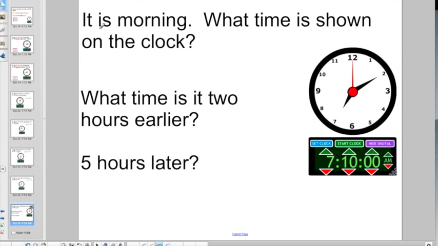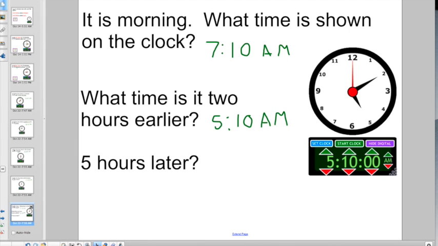Take a look at this guy. It's morning. What time's shown on the clock? Well, the hour is 7, right? 7 what? 7, 5, 10. Not too tough. If it's morning, that means it's 7:10 a.m. If you had to go 2 hours earlier, that would make it 5:10 a.m. Not too tough if you think like a clock.